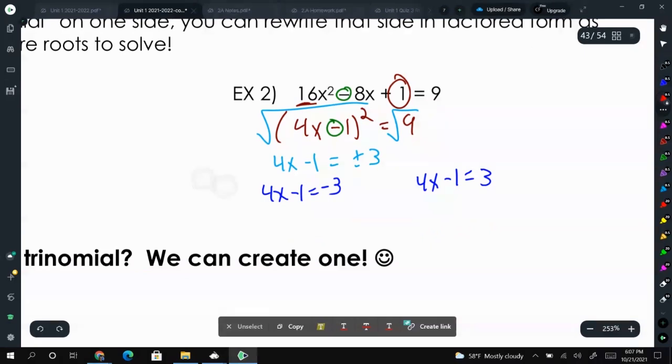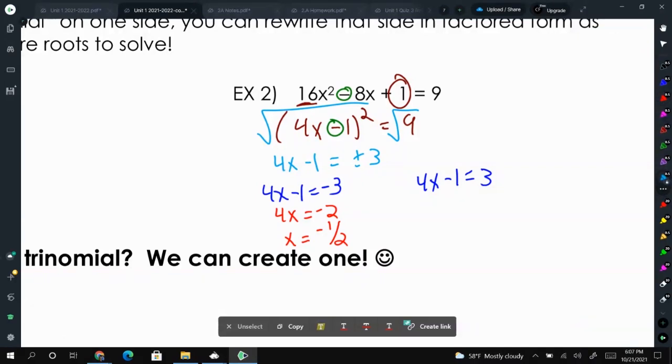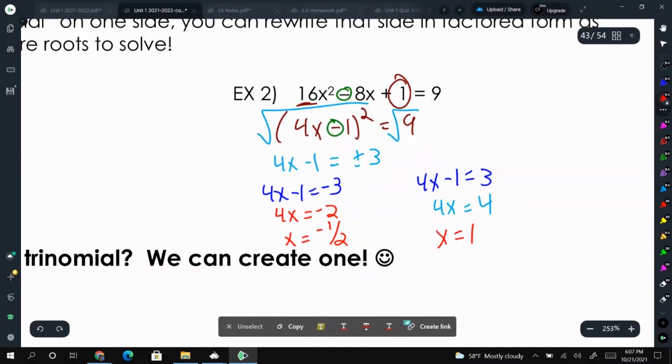Over here, we're going to add 1 to both sides, so we get 4x equals negative 2. And when we divide both sides by 4, we get x equals negative 2 over 4, or negative 1/2. Then the other solution, we're going to add 1 to both sides, so 4x equals 4. Divide both sides by 4, and we're going to get x is equal to 1. So those would be our two solutions for this problem.